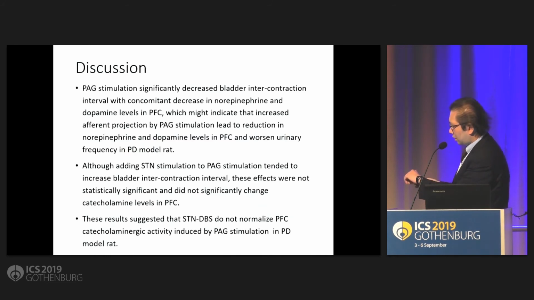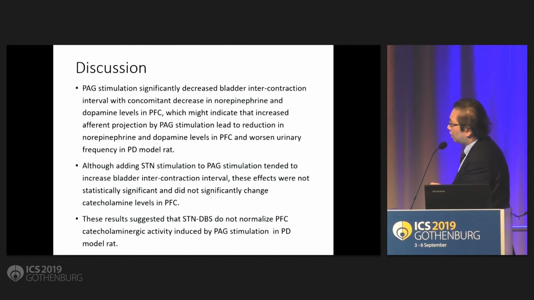So my discussion: PAG stimulation significantly decreased blood intercontraction interval with concomitant decrease in norepinephrine and dopamine levels in PFC, which might indicate that the increased afferent projection by PAG stimulation led to reduction in norepinephrine and dopamine levels in PFC and worsen urinary frequency in PD model rat.